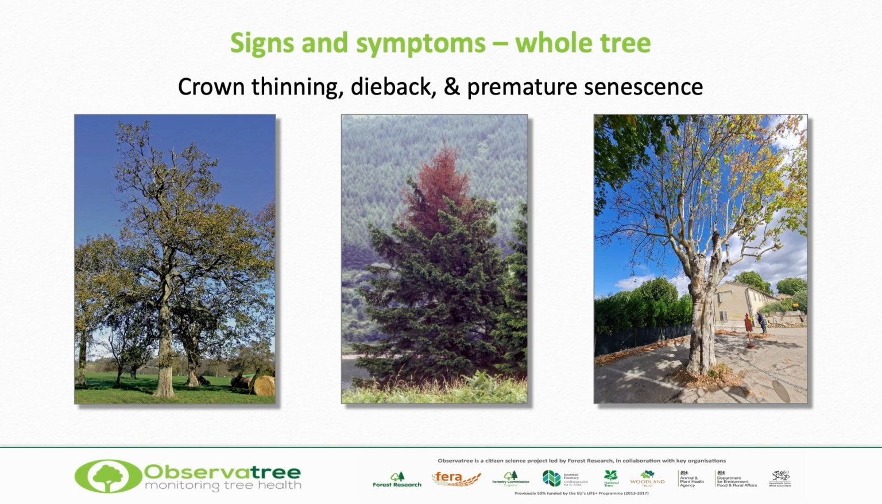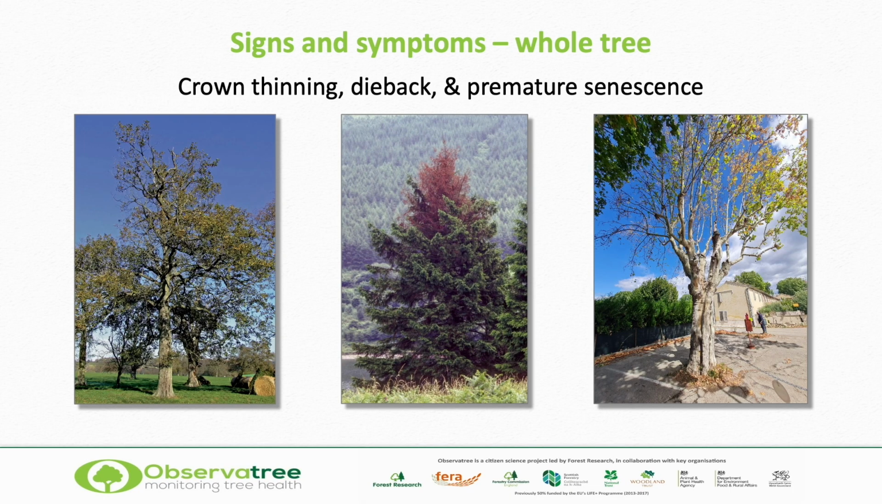It's usually best to start with the whole tree. So what does it look like from a distance? These are the things that catch your eye and draw you in, the little flags. And I think it comes down to three things really. Crown thinning. So how transparent is the canopy? Are there signs of dieback? Or is it dropping its leaves when it shouldn't be?